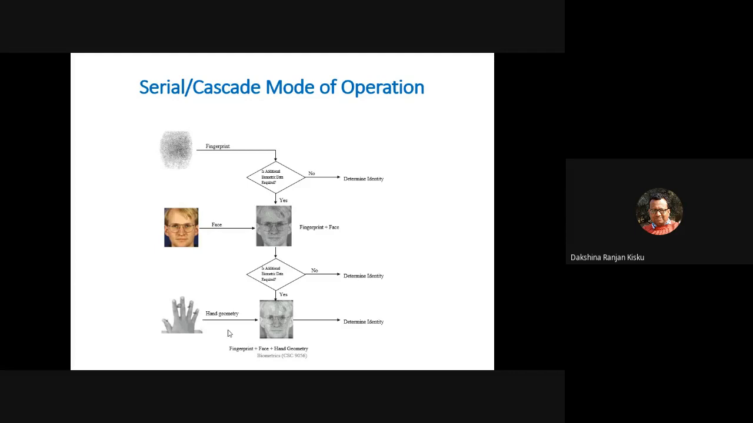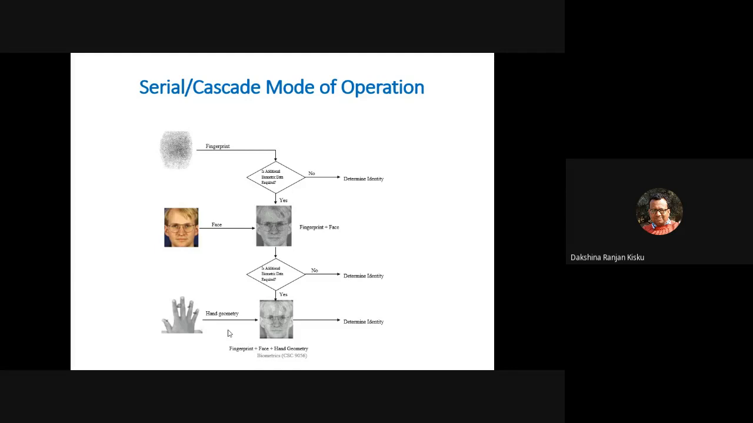If the answer is no, then we determine the identity, because we are trying to determine the identity, therefore we can use one or more than one biometric trait. If we are interested in using more than one biometric trait, then we go for the yes answer. Whenever we go for yes, another biometric trait like face is fused together. Then we have fingerprint plus face.